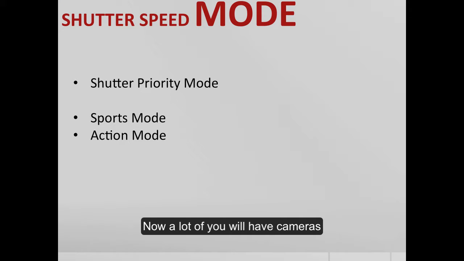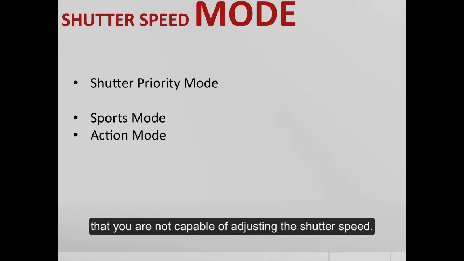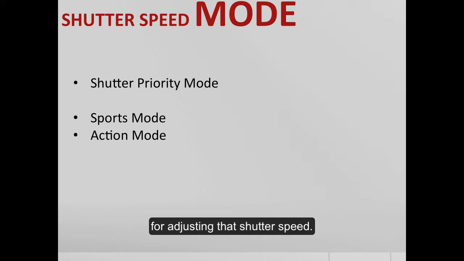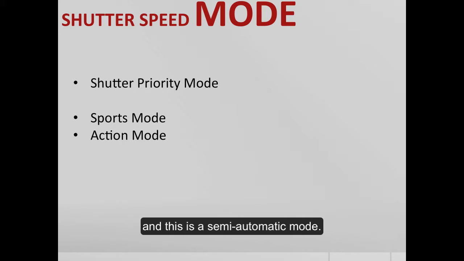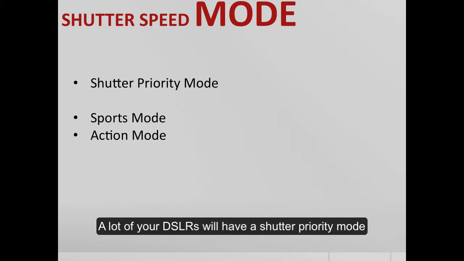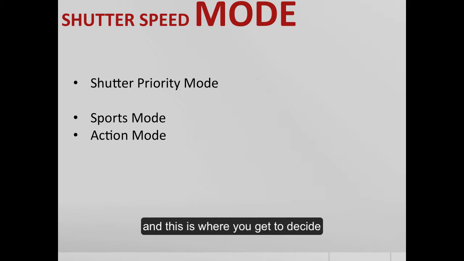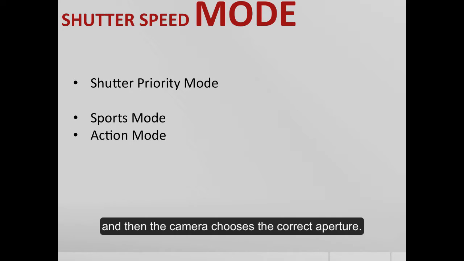Now, a lot of you will have cameras that you are not capable of adjusting the shutter speed. You don't have the fraction of a second capability for adjusting that shutter speed. Instead, you may have different modes. Now, some of you might have a shutter priority mode, and this is a semi-automatic mode. A lot of your DSLRs will have a shutter priority mode. This is where you get to decide what shutter speed you want to shoot with, and then the camera chooses the correct aperture. So this is kind of nice if you're still struggling with that relationship and how to get that proper exposure.